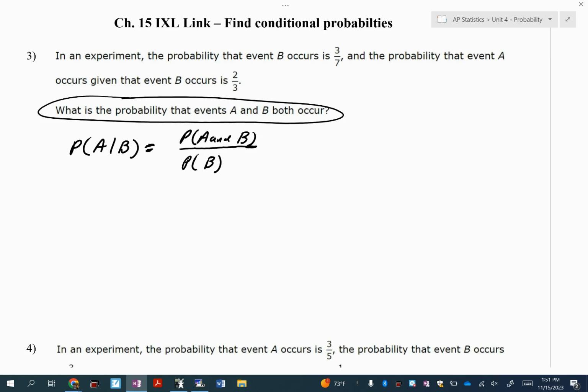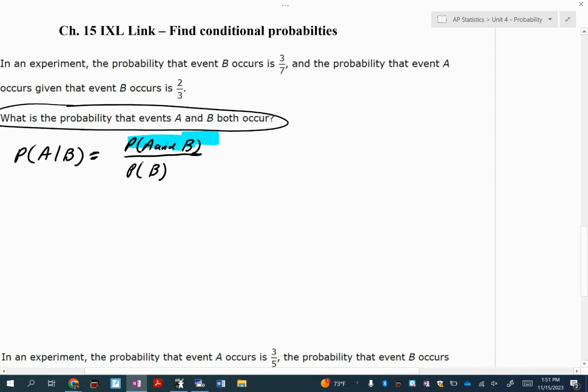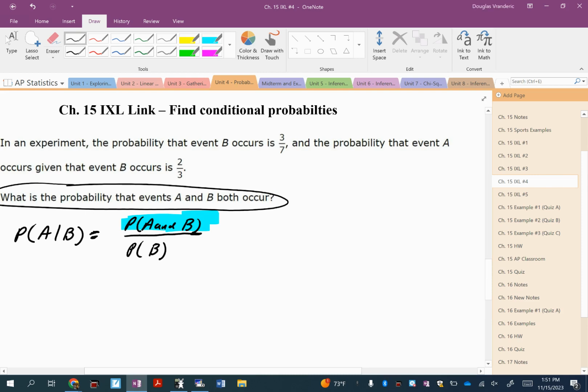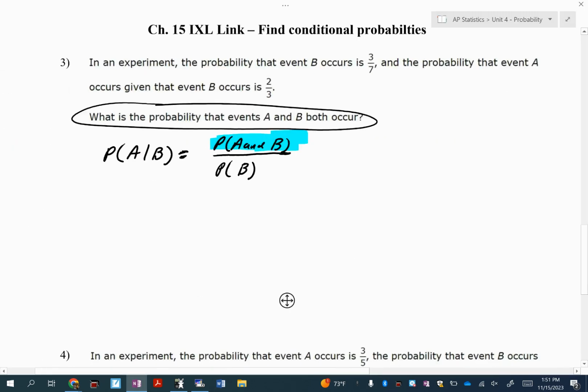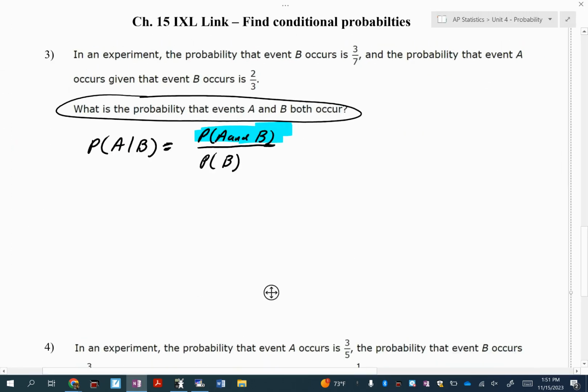All right. So first off, which one am I trying to find? That A and B both occur. So the numerator, right? I'm trying to find this one. So did they tell me everything else? Did they tell me the conditional one, A given B? Yeah, that's 2/3, right? Yes, everybody see that? That's 2/3? Okay. Did they give me the denominator? The probability that B happens? Yeah. That's 3/7.